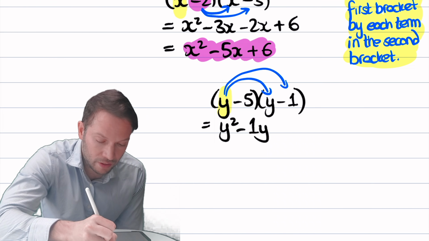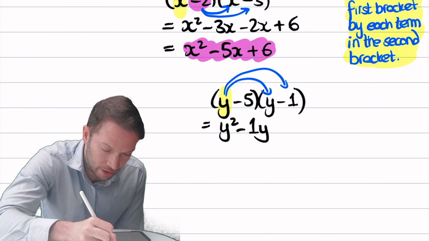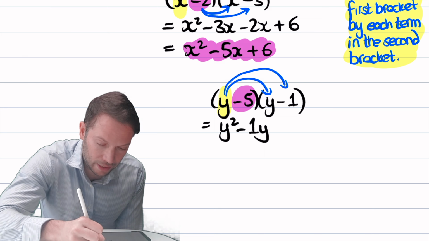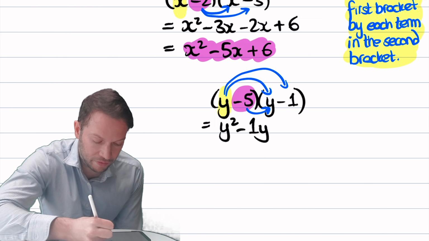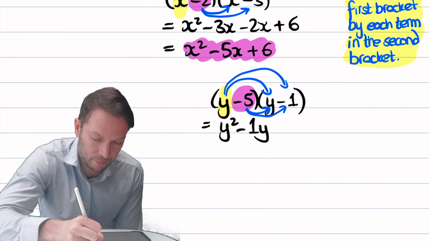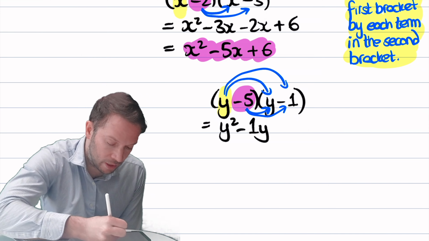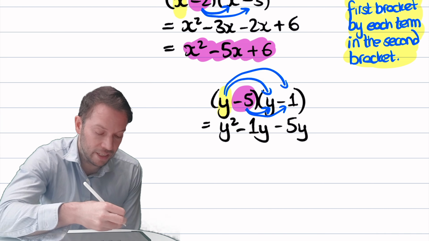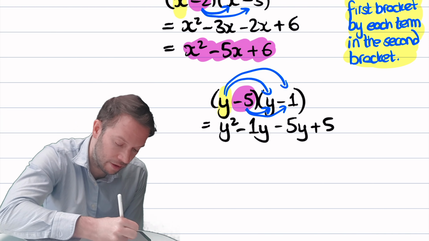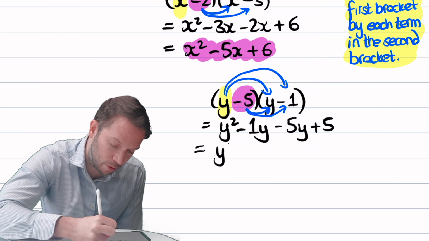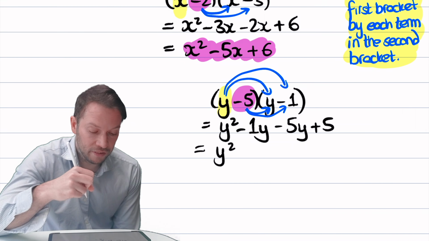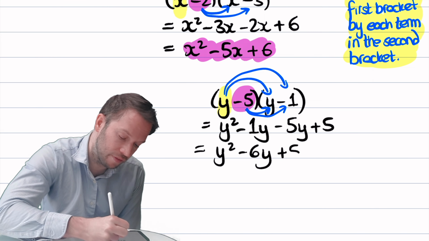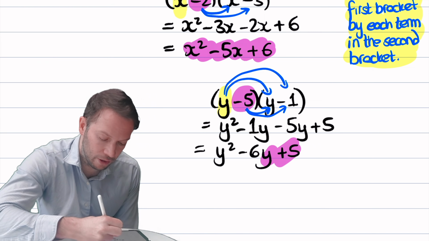And then you do the second thing in the first bracket multiplied by each of the things in the second. So the minus 5 times the y and the minus 5 times the minus 1. So minus 5 times y is minus 5y, and the minus 5 times the minus 1, negative times negative is positive, so it's positive 5. And then you get y squared. The negative 1y subtract 5 lots of y is negative 6 lots of y, and we've still got that plus 5. And that is the final answer again.